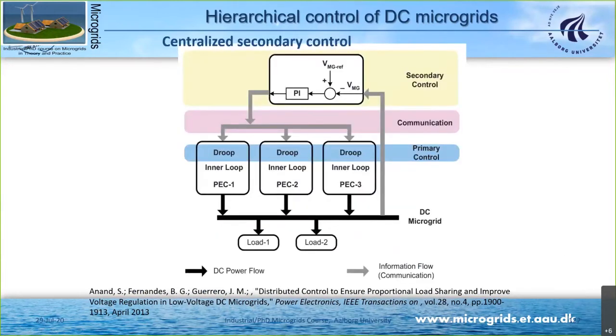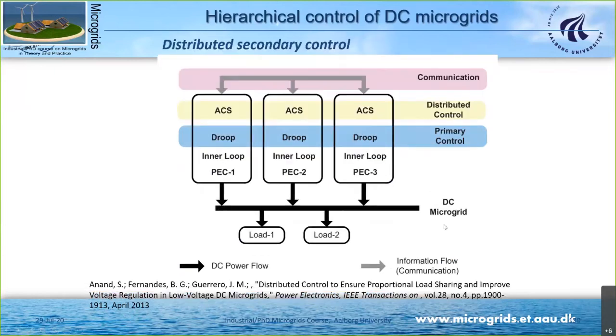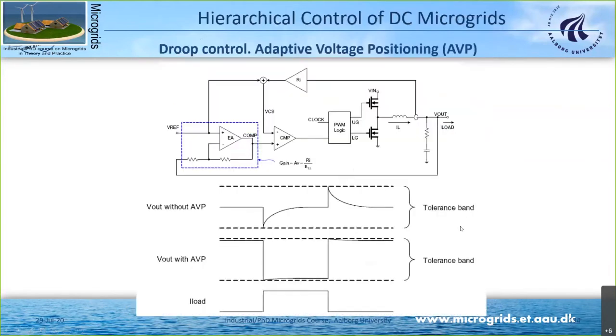This secondary control can be implemented by means of a simple PI to restore voltage in the microgrid system, or we could do it in a very decentralized way. Let's say we have a distributed control with their droops and the secondary control, and just using communication, we could restore altogether.